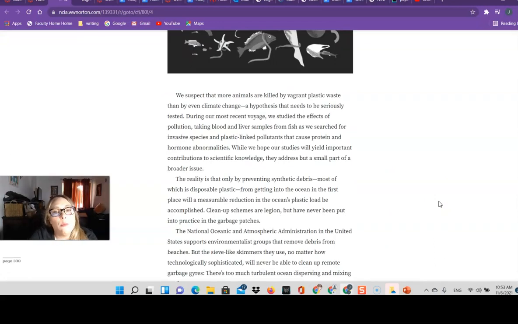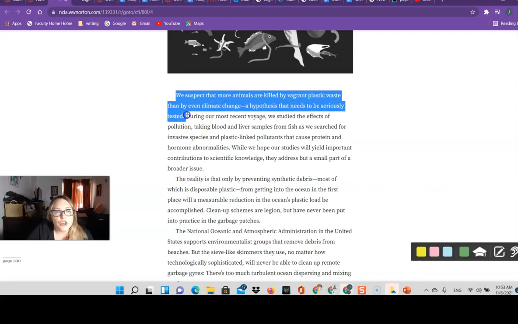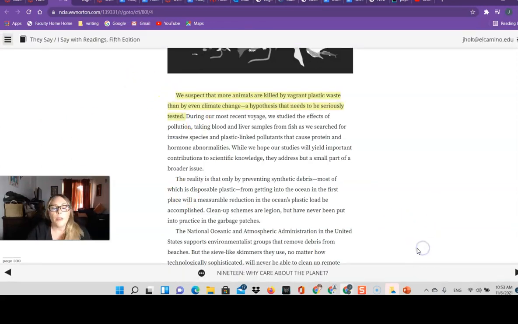We suspect that more animals are killed by vagrant plastic waste than even climate change, a hypothesis that needs to be seriously tested. So one of the things right here that's not really being said, but is still being said, is that we need to do more studies, right, also. During our most recent voyage, we studied the effects of pollution, taking blood and liver samples from fish as we searched invasive species and plastic-linked pollutants that cause protein and hormone abnormalities.